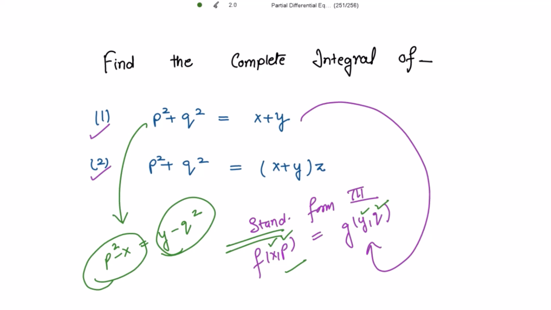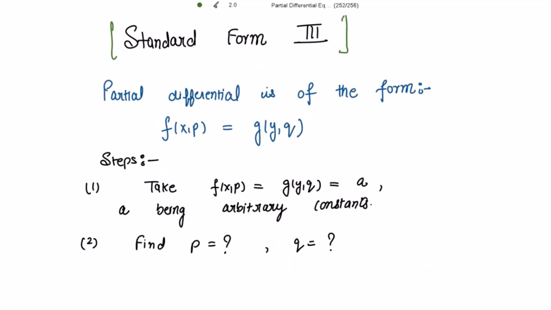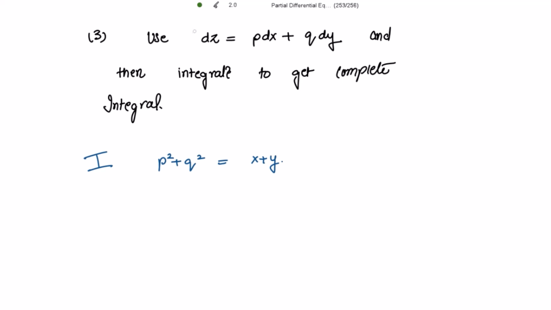First we are going to discuss the steps. For the standard form 3, the partial differential equation is of the form f(x,p) = g(y,q). When you get this kind of format, take this to be equal to a, where a is an arbitrary constant. Then you need to get the values of p and q, and in the third step we use this equation and integrate to get the complete integral.